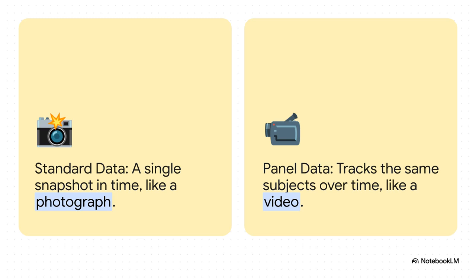Now, to do that kind of advanced work, you often need more complex types of data. For instance, a lot of this analysis uses something called panel data. The best way to get this is with an analogy. Standard data is kind of like a photograph. It's a single snapshot of a lot of different subjects at just one point in time. Panel data, on the other hand, is like a video. It tracks the very same subjects over a period of time, which lets you see exactly how they change and evolve.